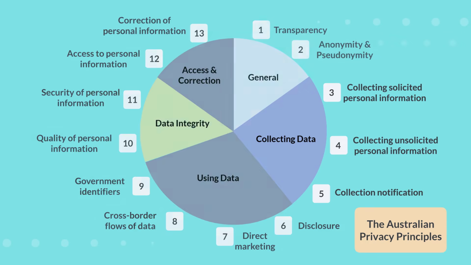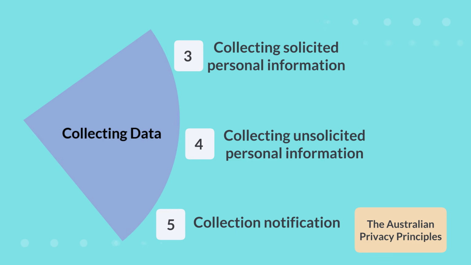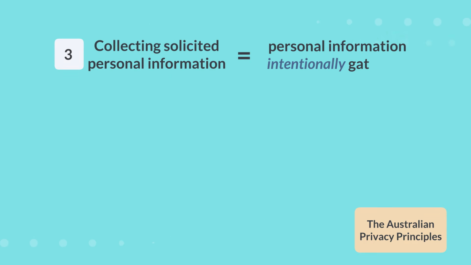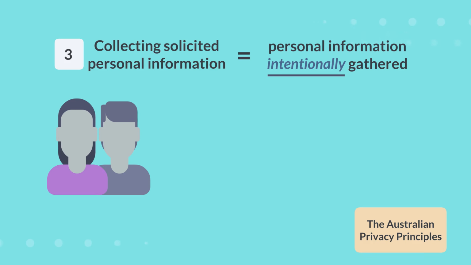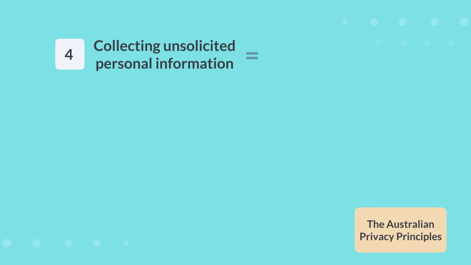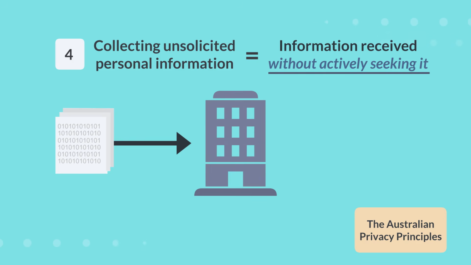The next 3 principles are all about data collection, and these are very important, so we'll be examining these in more detail throughout the course. You'll see that the principles make a distinction between solicited and unsolicited data collection. Solicited is any personal information intentionally gathered by an entity from an individual, either directly, such as during a phone call or when they filled in a form online, or indirectly, such as obtaining data from a list provider. Unsolicited therefore means personal information received without the organization actively seeking it. Some examples of this and how to manage it are provided in Module 2.